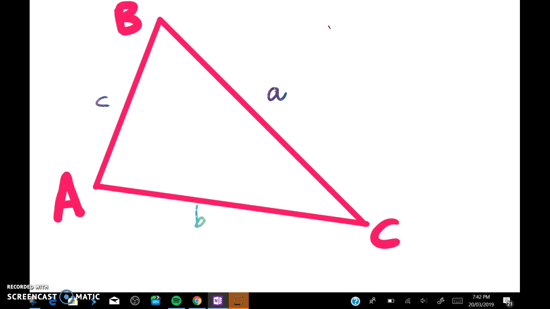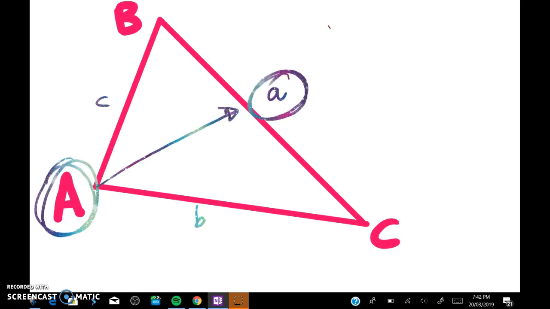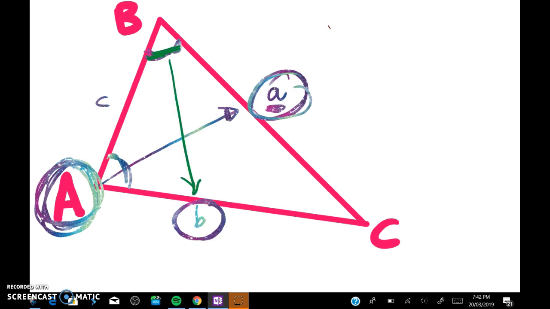Now the sine rule tells me that if I know an angle and the opposite side length, and I know one other thing, then I can get the matching thing for that one. So if I know this angle and this side length and the side length b, then I can work out this angle, right? Or if I know this pair and I know, let's have another colour, this angle, then I can work out b. So the sine rule goes like this.